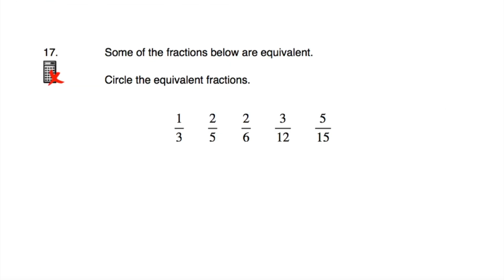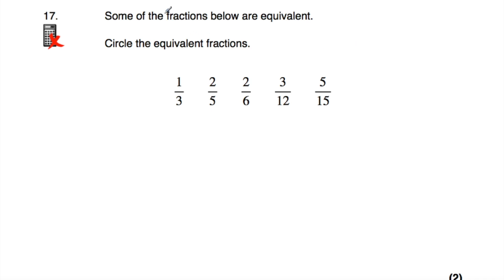Okay, so let's have a look at our next question, question number 17. It says, some of the fractions below are equivalent. Circle the equivalent fractions. So we've got 1/3, 2/5, 2/6, 3/12, and 5/15. So let's cancel down the ones that we can cancel down. Now 1/3 and 2/5 have already been cancelled down. 2/6: if we simplify this, both the numerator and denominator are divisible by 2. So 2 divided by 2 is 1, and 6 divided by 2 is equal to 3. So that's 1/3.